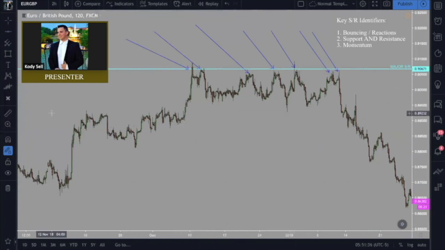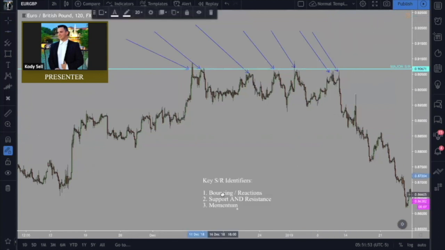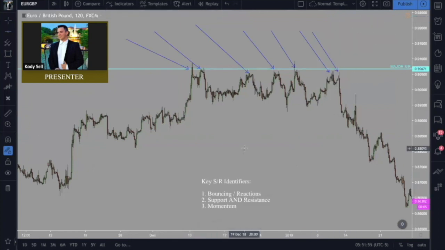And we've seen how many rejections here? 1, 2, 3, 4, 5, 6, 7, 8, roughly 8 rejections. That's a lot of rejections, guys. That's a strong signal. So here with our key support and resistance identifiers, we can mark off number 1. We see plenty of bouncing, plenty of reactions from this level.